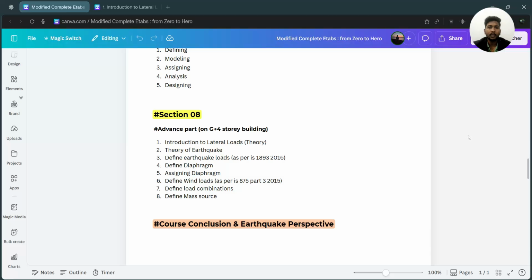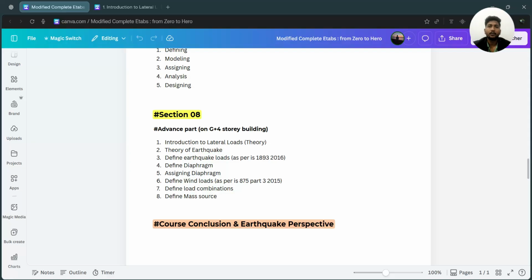In this we are going to see 8 steps, 8 different parts here. Basically this comes under the advanced part. First of all we will see the introduction to the lateral loads, what the lateral loads are, and some of their theory. Then we are going to see the theory of the earthquake, and then how to define the earthquake loads as per the Indian standard IS 1893:2016.